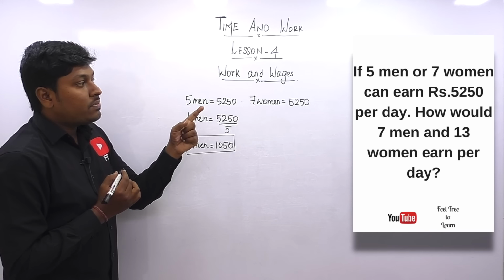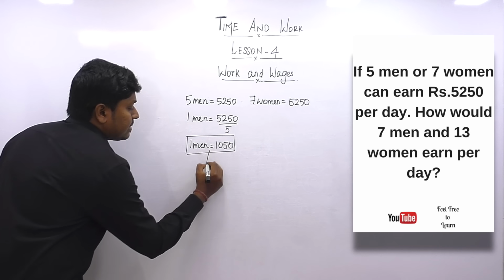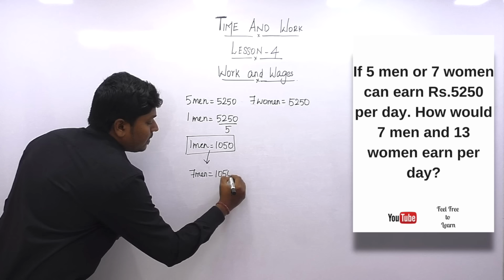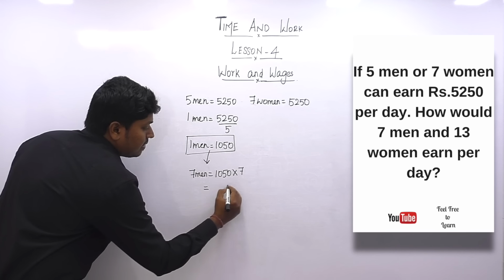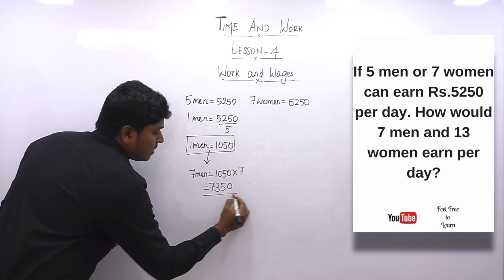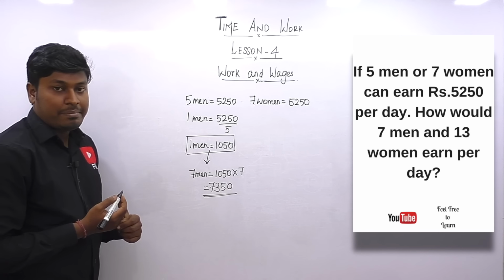And our target is to find what 7 men earn, right? So we can say that 7 men is equal to 1050 into 7, which is 7350. So 7350 will be the total wage for 7 men.